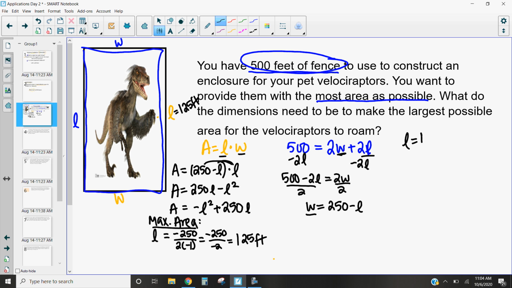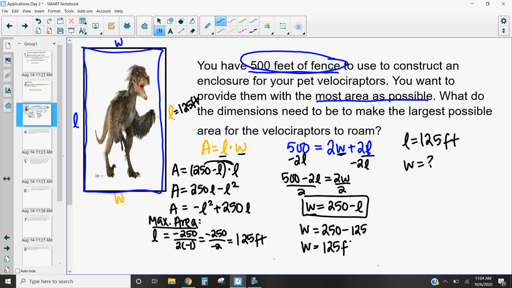So if our length is 125 feet, what does our width need to be? Well, we can figure that out just using our perimeter equation. So I've got 500, and we have it right here. We can use this, or we can use this right here, which tells us what width is. So width equals 250 minus our length, which is 125. And that means that our width is also going to be 125 feet. So when we're talking about our dimensions here, our length is going to be 125 feet, and our width is going to be 125 feet.